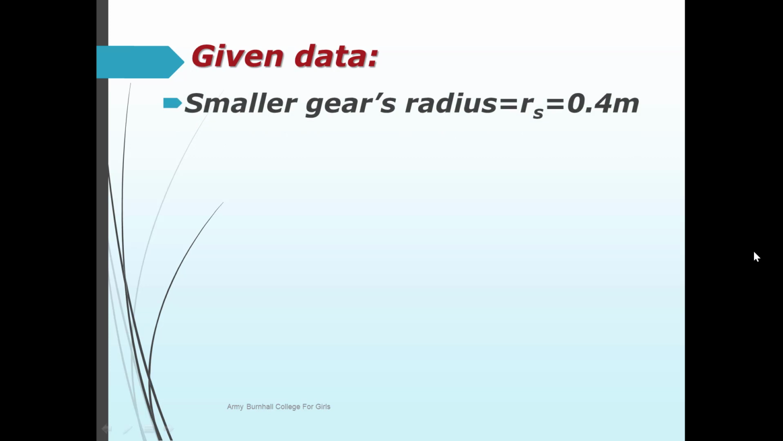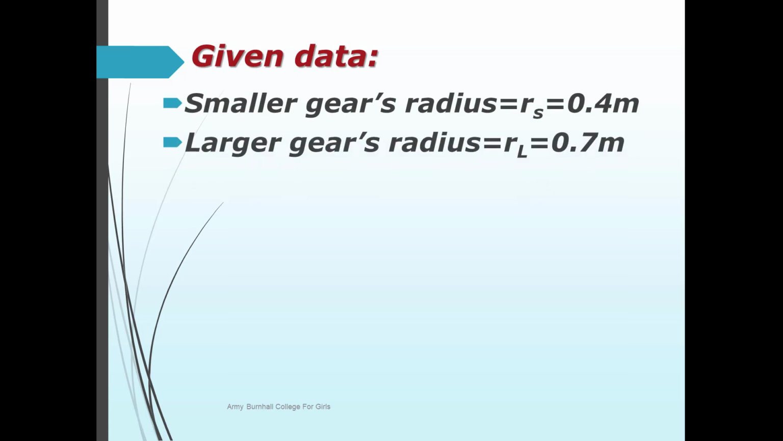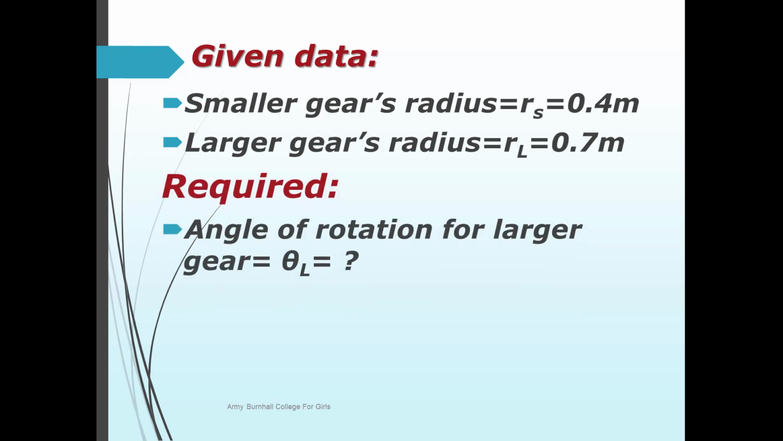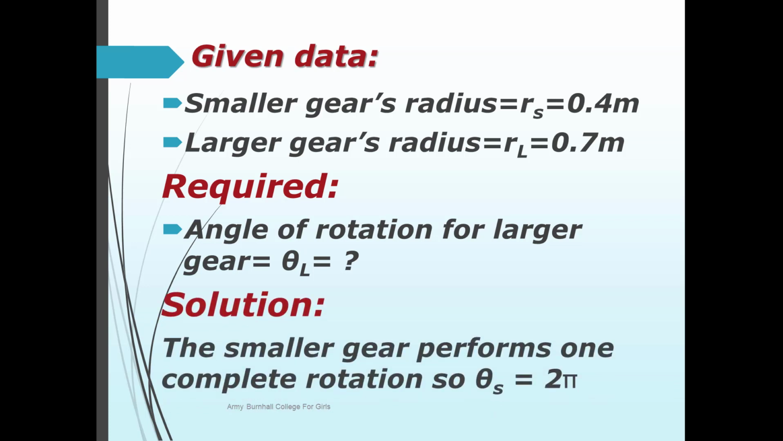You can see the way of solving the example. First we will write down the given data. The smaller gear's radius is given as 0.4 meters, and the larger gear's radius RL is 0.7 meters. Just these two values are given. So what is the required value? The angle of rotation for the larger gear. We have to find the angle through which the larger gear has rotated, theta L. In the solution we have considered that the smaller gear performs one complete rotation.